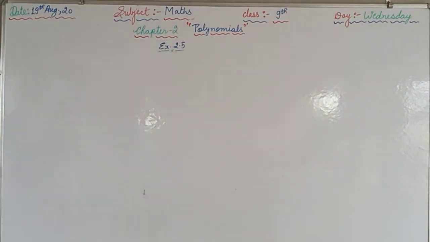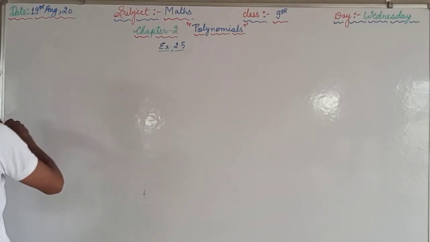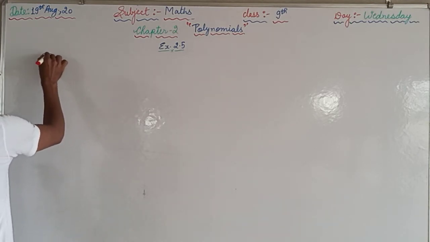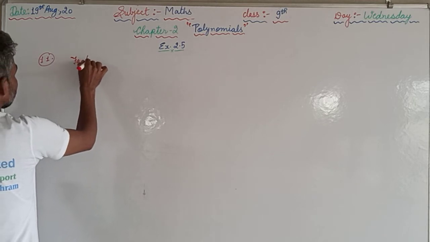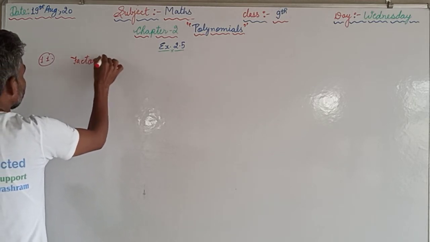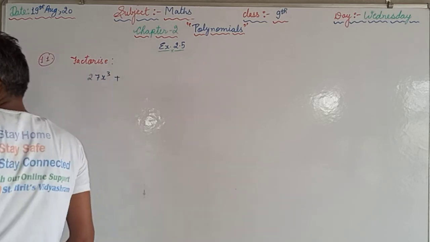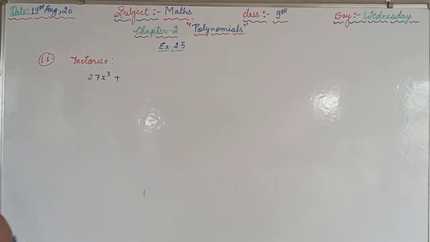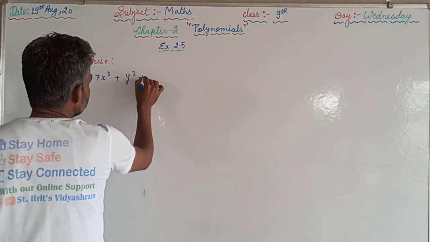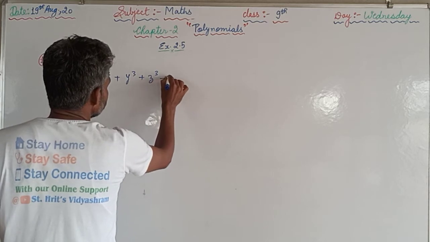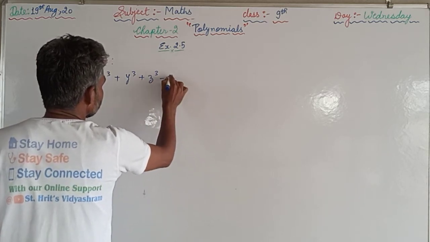So question number 11 is, we have to factorize that. In question number 11, factorize 27x cube plus y cube plus z cube minus 9xyz.